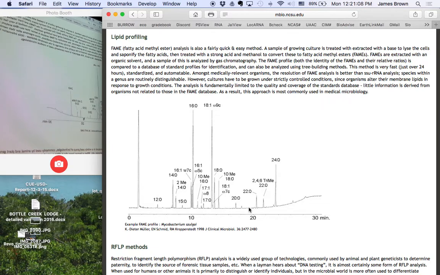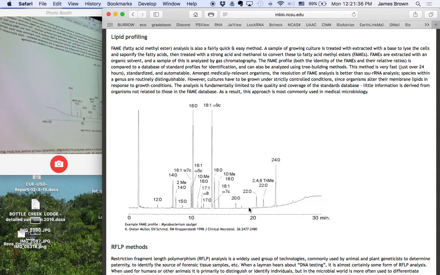So if you take an organism, you take a colony on a plate, grow it in very highly controlled conditions, and then take that colony and extract it with octane. Typically, you do a step in the middle that converts the fatty acids into methyl esters. And then run this in a gas chromatograph, you might get a profile that looks something like this. Each one of these is a fatty acid side chain on a membrane lipid.